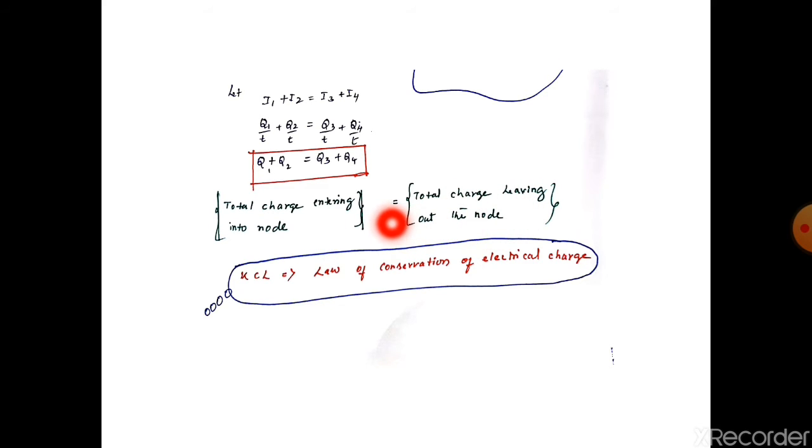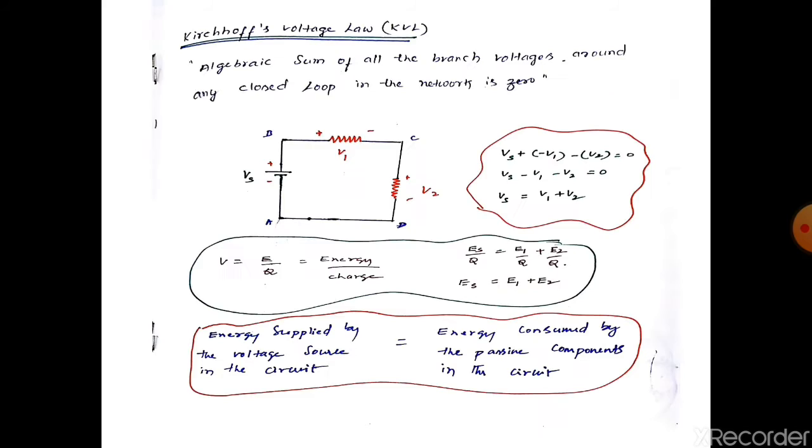Therefore, there is no consumption of charge. The total charge entering the node is equal to the total charge leaving the node. That means it is in accordance with the law of conservation of charge. Therefore, KCL, Kirchhoff's current law, we can indicate as the law of conservation of electrical charge.